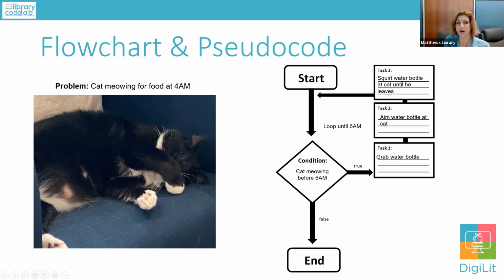In the example on the screen, our problem is that the cat is meowing for food at 4 in the morning. Our condition is: if it continues to meow before 6 a.m., and that's true, we follow a set of specific instructions where we grab our water bottle, aim it at our cat, and squirt the cat until the cat leaves. It just keeps looping until 6 a.m., because that's when we want to wake up. If it stops, that's where it ends.